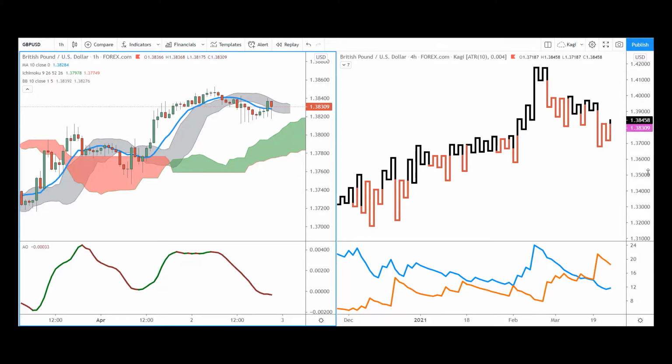So again, it doesn't have to be the raw trade tool, the Kagi chart. It can support any type of chart type in any time frame in any market. So think of other ways of using Kagi, not just directly.